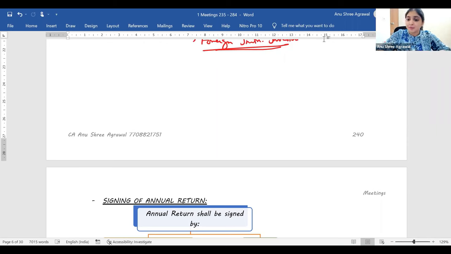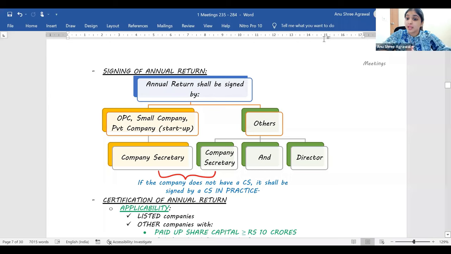Then before that, P, promoters, directors, KMP. Before that, M, members, debenture holders, changes therein. Then before that, R, registered office and principal business activities. Before that, H, holding, subsidiary, associate company. In first point, shares, debentures, and securities and shareholding pattern. Able to recall the points? Annual return section number 92.